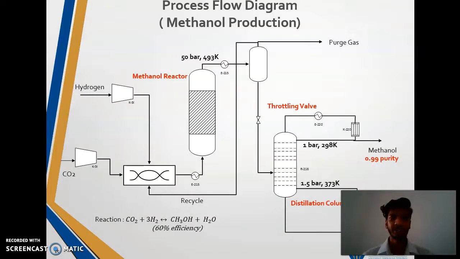Process flow diagram for the methanol production. The CO2 gas from the stripper will first be flowed into the compressor to increase the pressure before it is mixed with hydrogen in the blender. It is then flowed into the methanol reactor, which is operating at 50 bar and 493 Kelvin, to produce methanol and water based on the reaction below with an efficiency of 60%. The solution will then be flowed into the wash column and then to the distillation column to produce pure methanol with a purity of 99.9%. The purged water will then be recycled back.